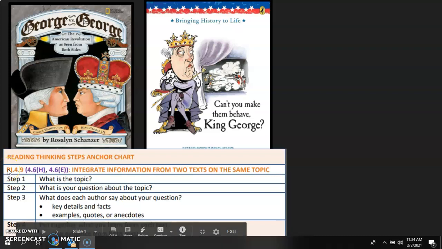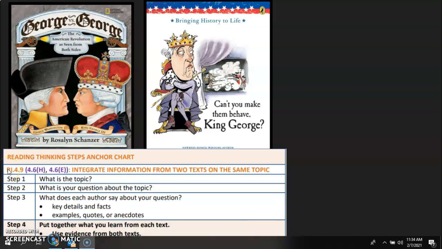Hi friends, today we're going to learn how to integrate or blend information from two texts to answer questions. Good readers do this to get new understandings from what we've read. Watch the questions that I ask myself and the steps that I take because you're going to practice after this. So let's get started. Let's go to step 1.